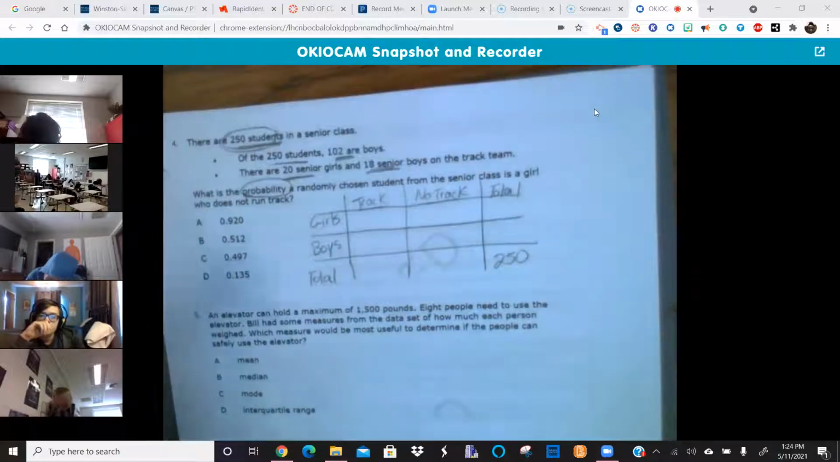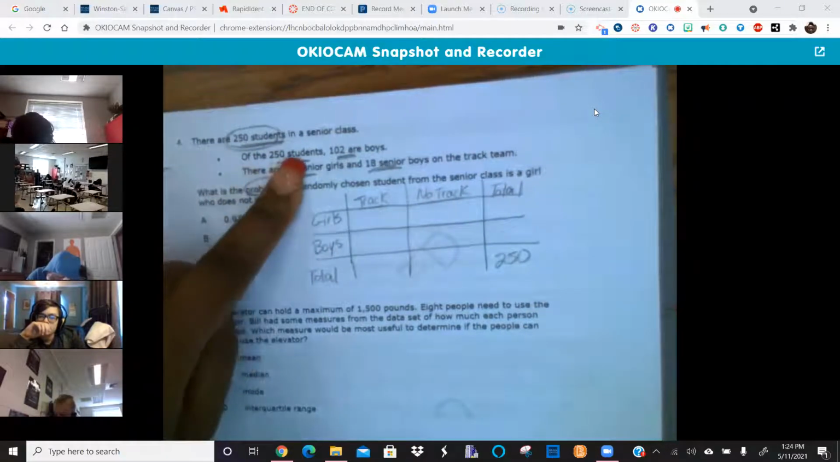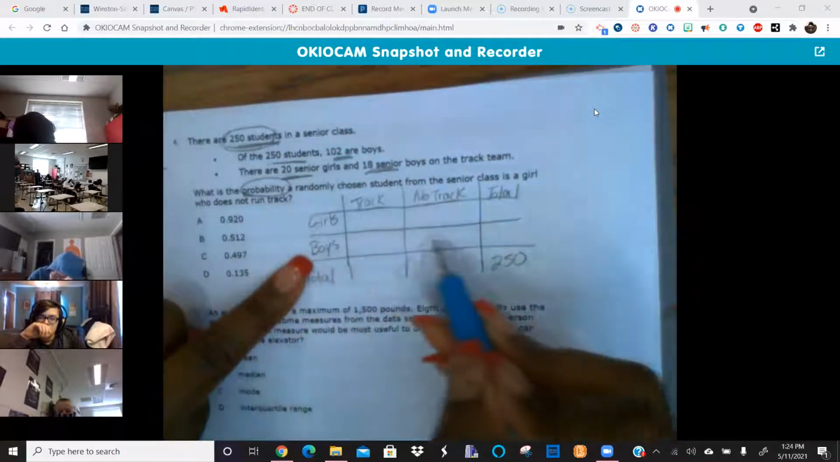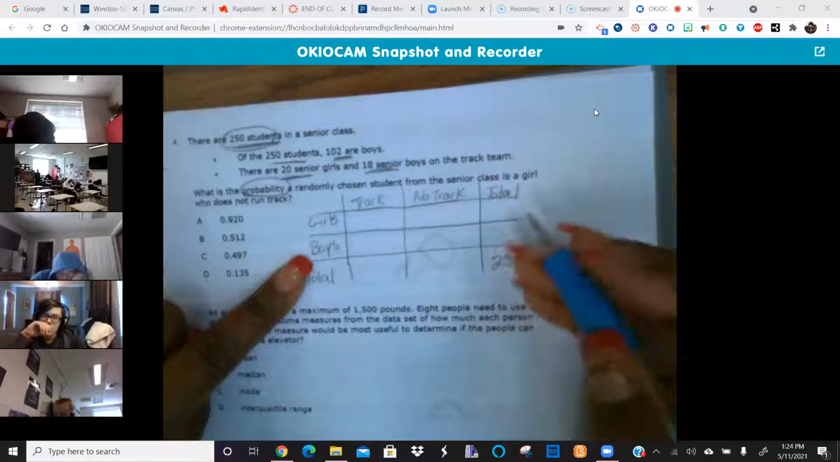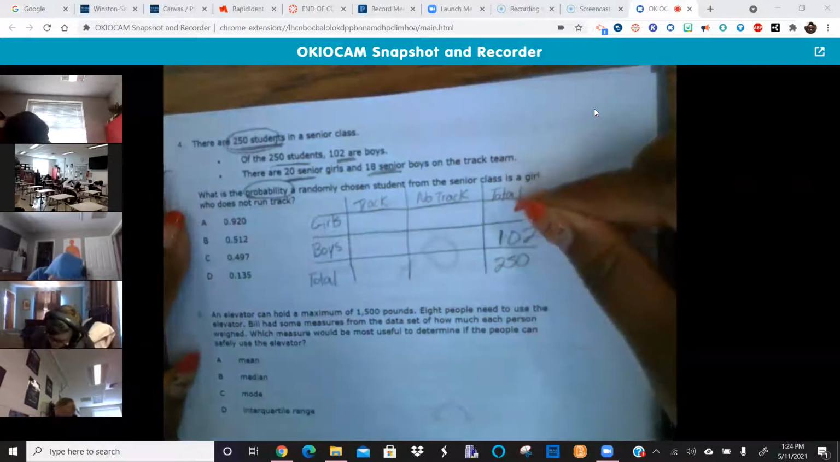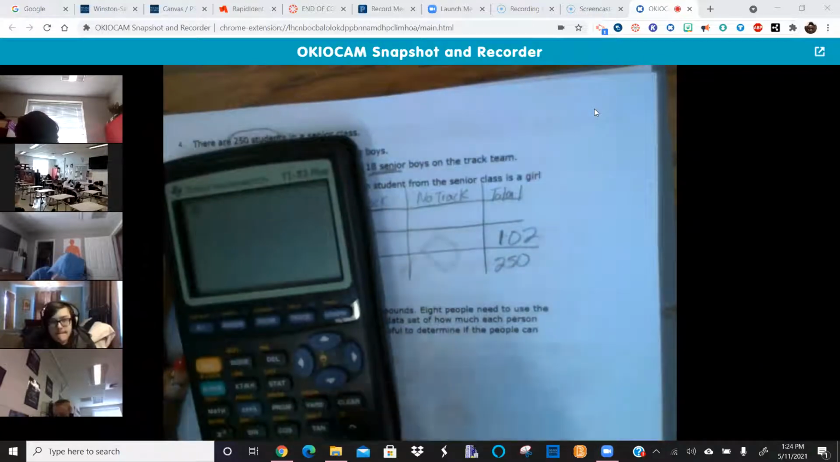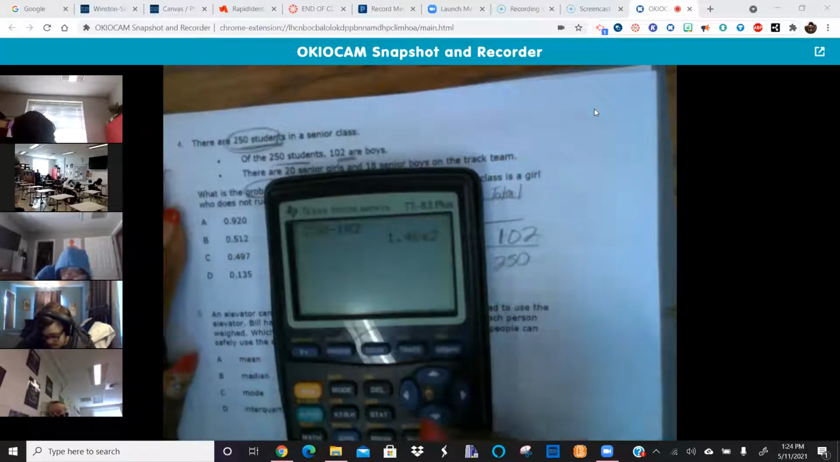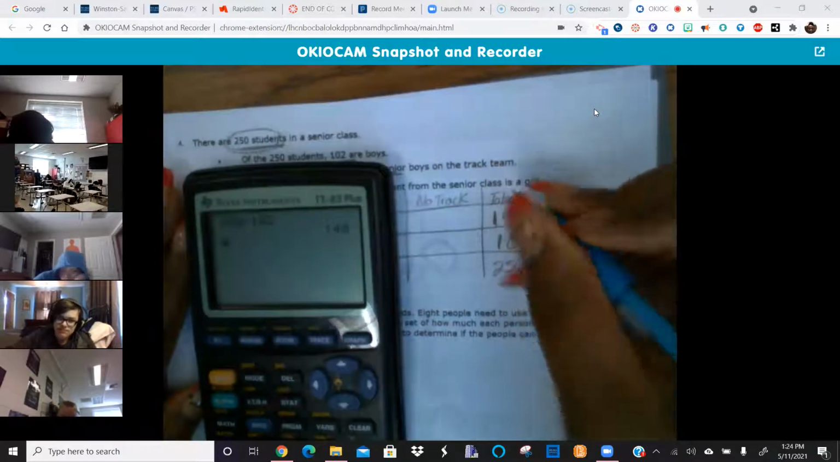There are 250 students. Of those 250 students, 102 of them are boys. So go to boys. The total amount of boys goes here. That's 102. Okay, so then how do I find the total of girls? All I got to do is take the 250 and subtract 102 from it. You see, well, let me clear my calculator. Second plus 7 1 2, because I had it in a different mode. So that's 250 minus 102. And that gives me 148 girls. Okay.